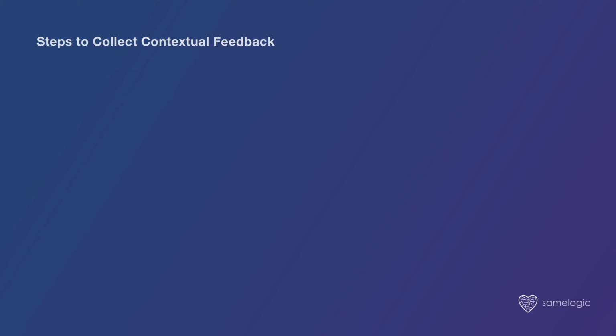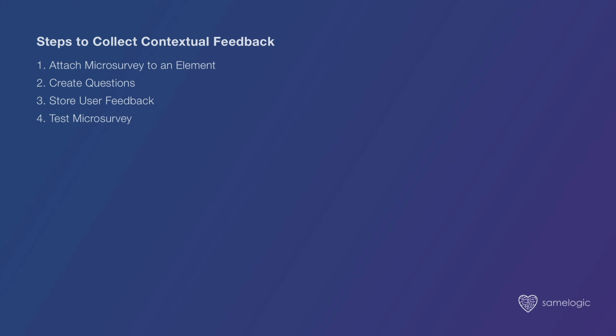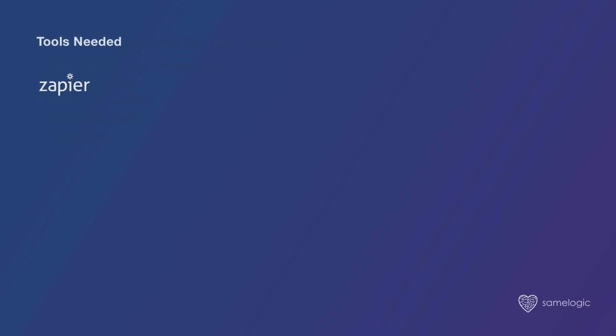To create a microsurvey, we need to follow these 5 simple steps. 1. We need to attach the microsurvey to an element. 2. We need to create the questions. 3. We need to store the user feedback. 4. We need to test the microsurvey. And 5. We launch the microsurvey. The tools we'll need to get this done are Zapier, and also the example we'll be showing you will involve Google Sheets.